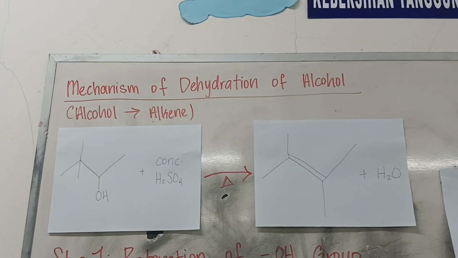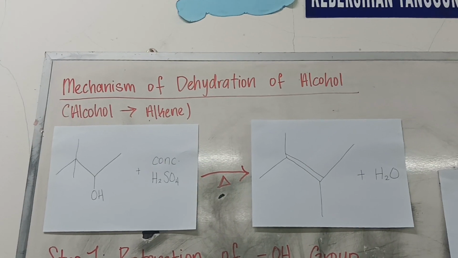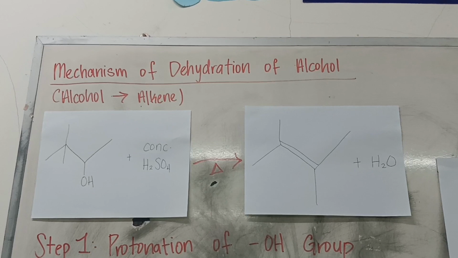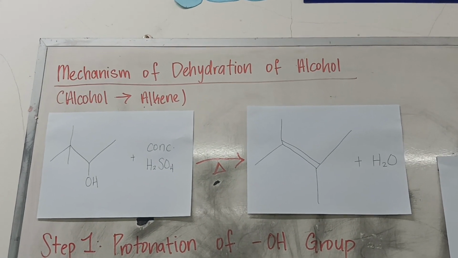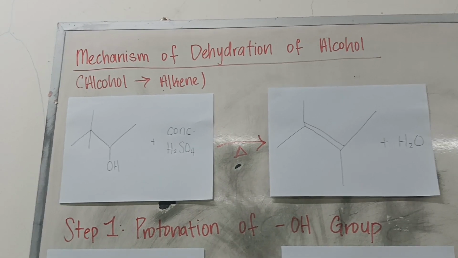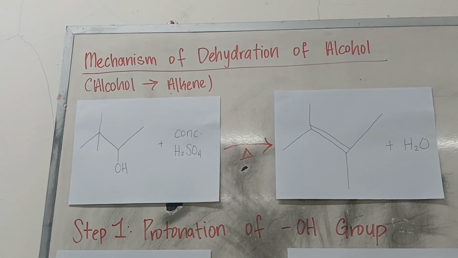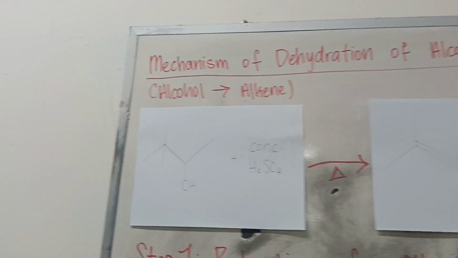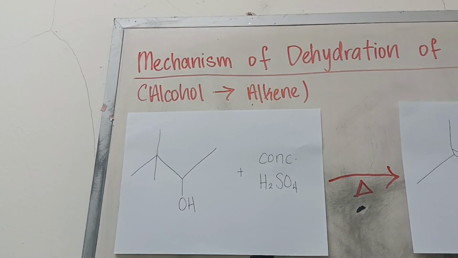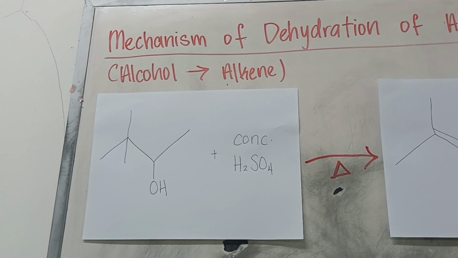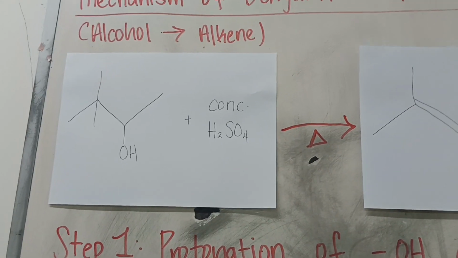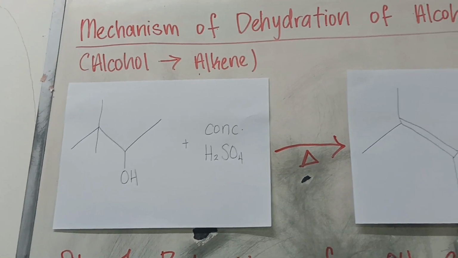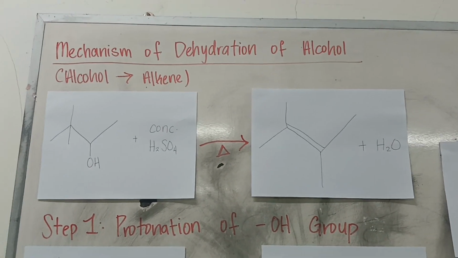Right, what's up? So today I'm going to explain the mechanism of dehydration of alcohol. For me, this mechanism is the hardest to explain, so that's why I have been leaving it at the back for weeks. This involves the reaction of alcohol being converted to alkene, and in this reaction, you will need concentrated H2SO4. So how does this reaction occur?